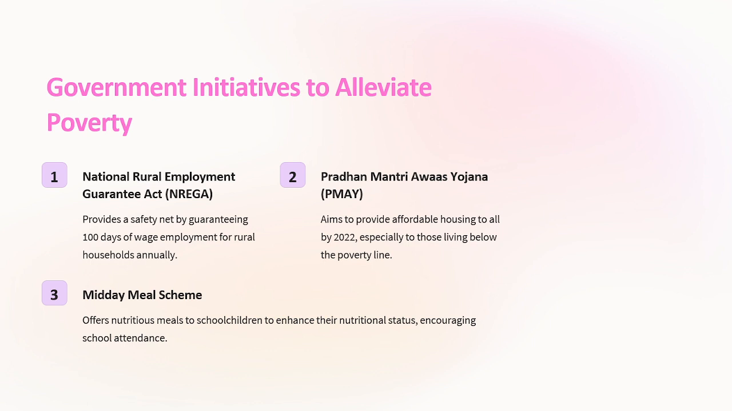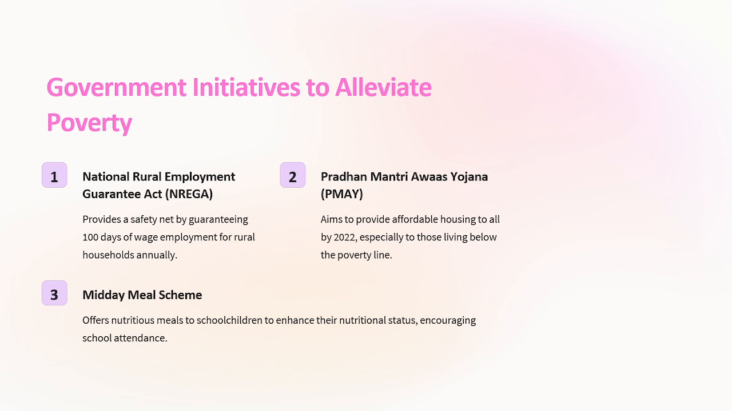Then we have the Pradhan Mantri Awas Yojana. In the Pradhan Mantri Awas Yojana, the government is providing affordable housing to those living below the poverty line. What will happen by this? The deteriorating conditions in which they are living will be elevated. They will get affordable housing.